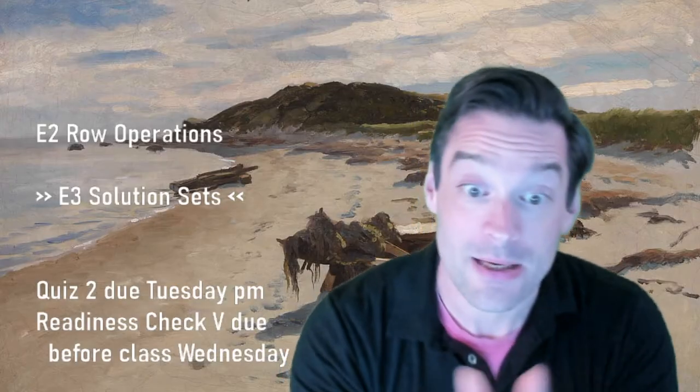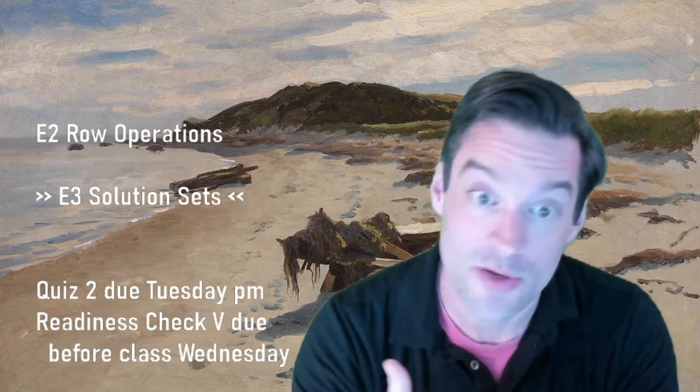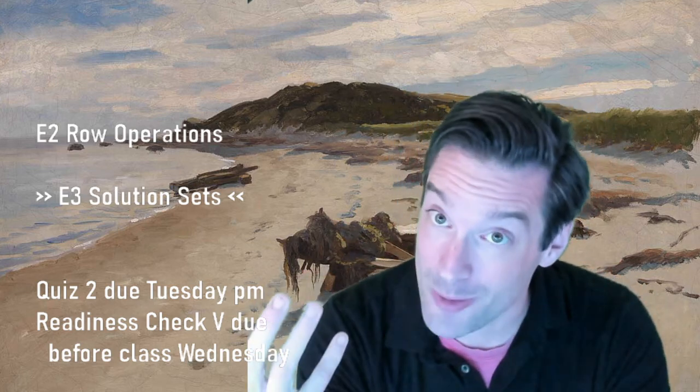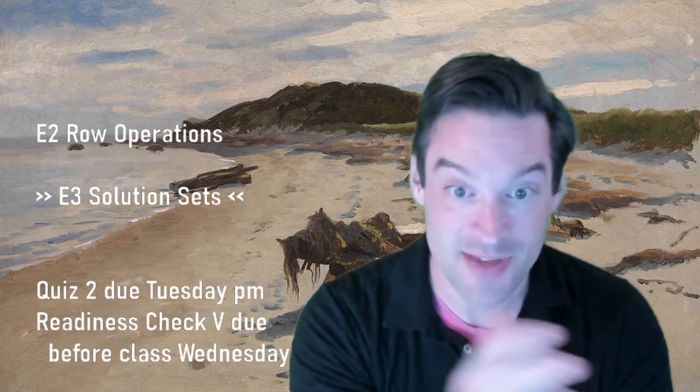So your work for the week is going to be quiz 2, which is going to ask you to do one of each of these things. So do out a row operation problem once and for all. Right? After that, you can use technology.